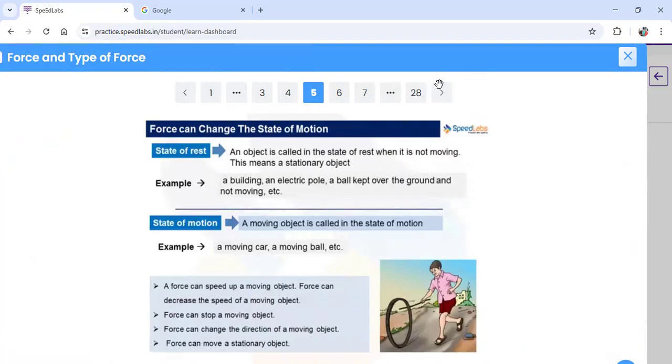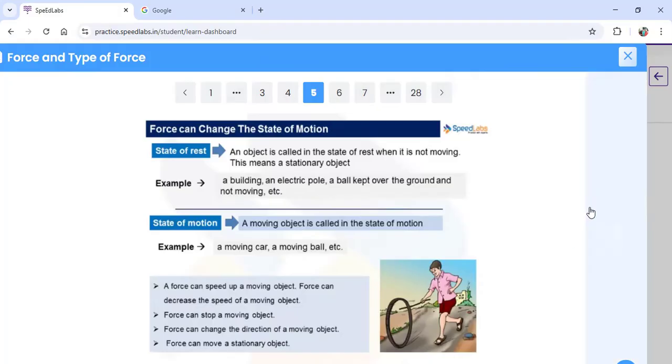Next, force can change the state of motion or the state of rest. An object is called in the state of rest when it is not moving. This means a stationary object. Examples: a building, an electric pole, a ball kept on the ground, not moving. So these are in the state of rest. We can say that in the state of rest, the position of the body does not change with respect to a reference point. State of motion means a moving object, for example, a moving car or a moving ball. So you can see this is the effect of forces.